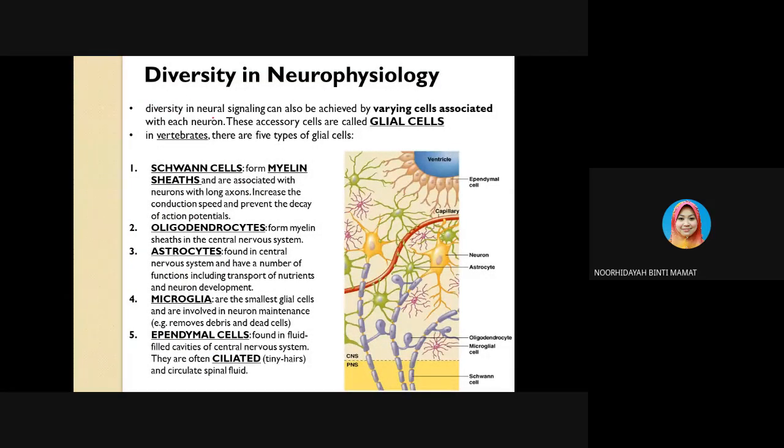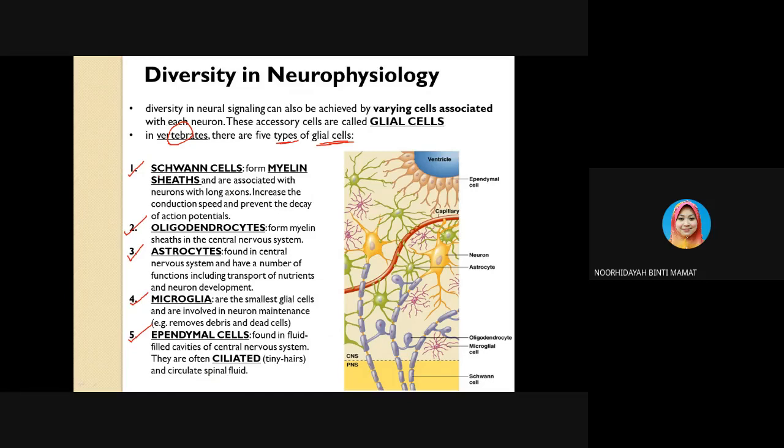The diversity in neuron signaling can also be achieved by varying the cells associated with each neuron. We call these the accessory cells or glial cells. For example, in vertebrates there are five types of glial cells: first, the Schwann cells; second, the oligodendrocyte; third, the astrocyte; fourth, the microglia; and fifth, the ependymal cells. All of these are the glial cells or accessory cells in neural signaling.